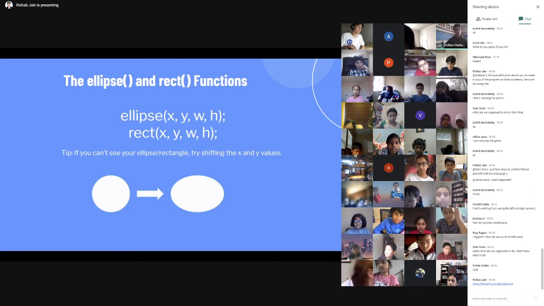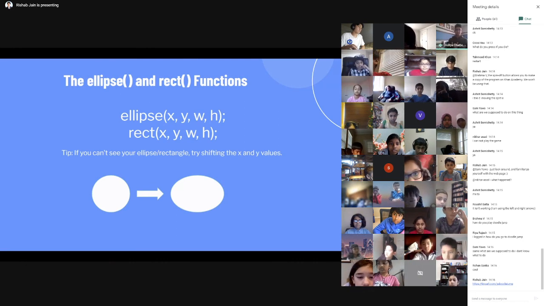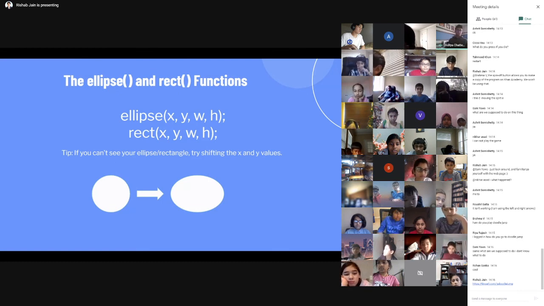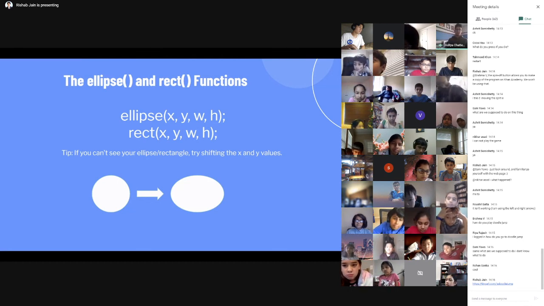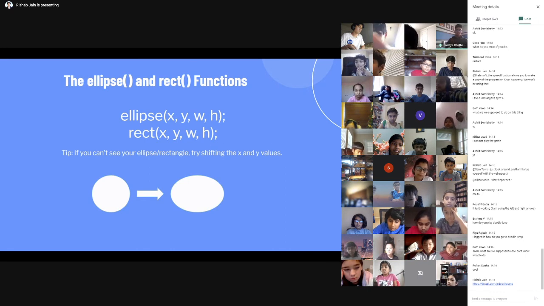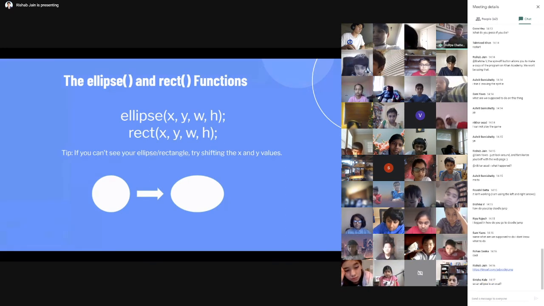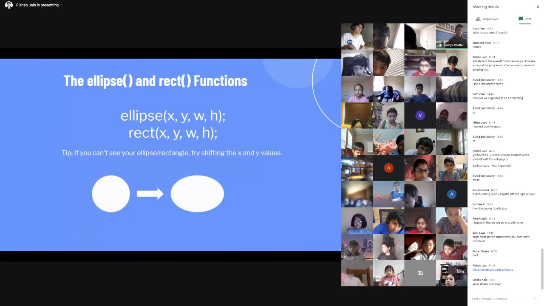So on the left, you have the circle, and on the right, you have an ellipse. The ellipse is almost like a horizontally stretched version of the circle. It can even be vertically stretched. To draw an ellipse, we will be using the ellipse function. You just write ellipse, then a parenthesis, and then you end that statement with a semicolon. The semicolon is to tell the computer that you are done writing on that line of code.